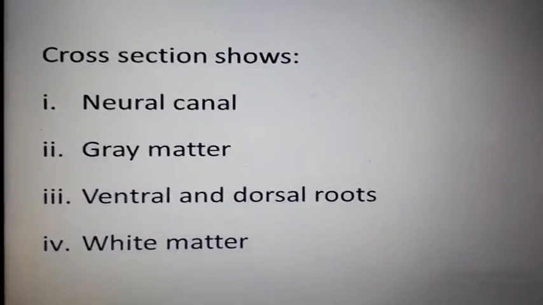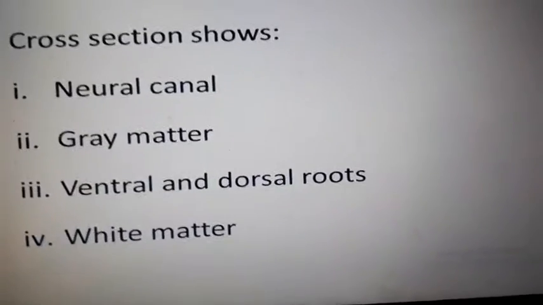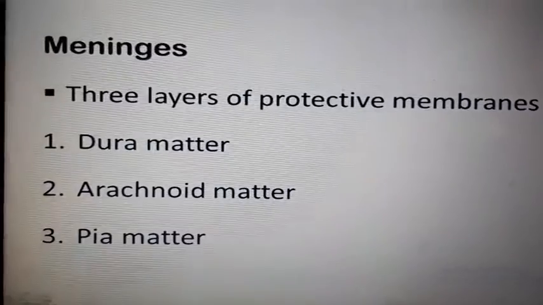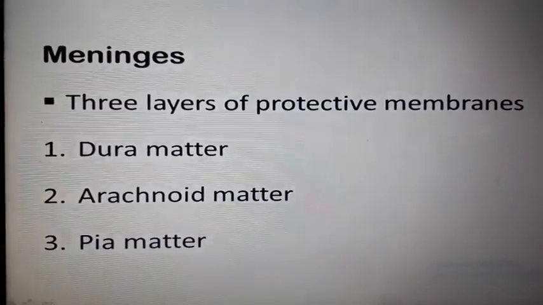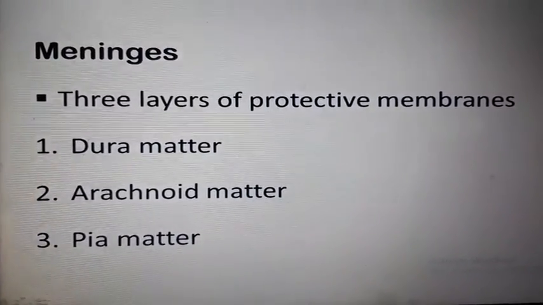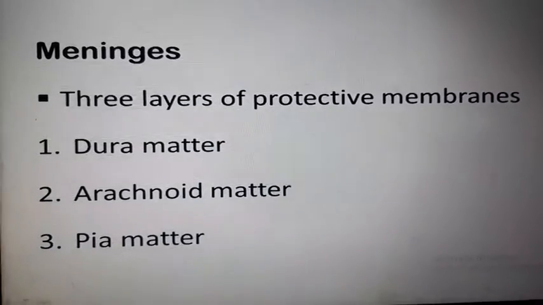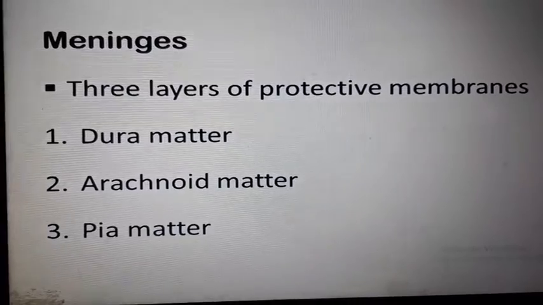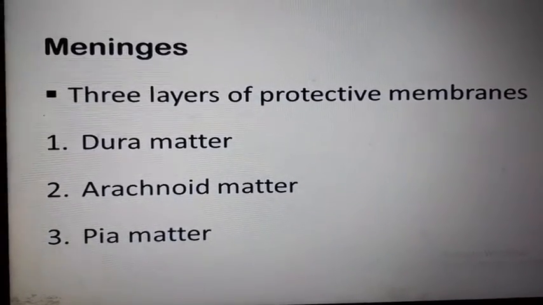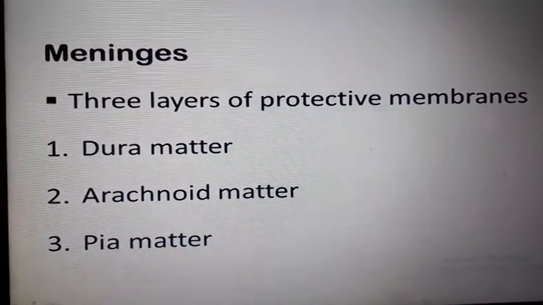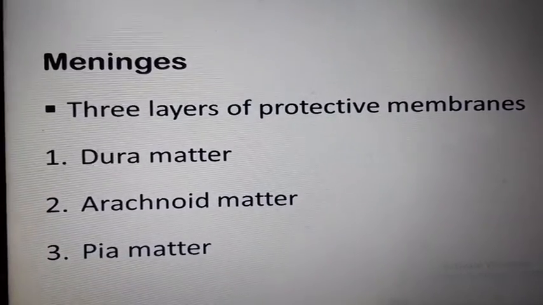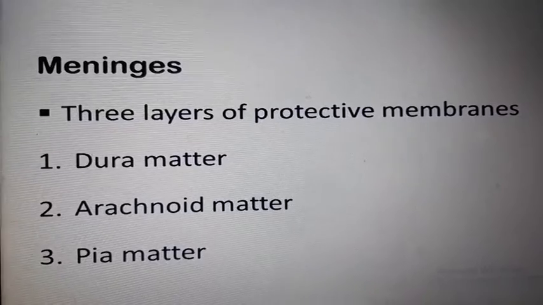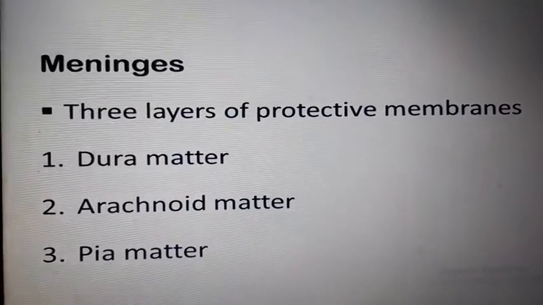After the cross section of the spinal cord, we move towards the next part, that is the meninges. So what are the meninges? Basically, these are protective membranes, three protective layers: dura mater, arachnoid mater and pia mater. So what is the dura mater? These protective membranes or layers surround the spinal cord, and they continue with similar layers that cover the brain.